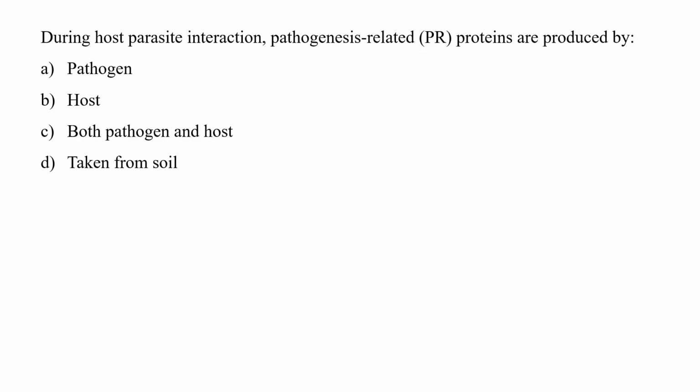The question is, during host parasite interaction, pathogenesis related proteins are produced by. So these are the PR proteins, a group of proteins with different chemical properties produced in a host cell within minutes or hours after inoculation. Also, these proteins are a part of systemic acquired resistance. These PR proteins can be antimicrobial, attacking the molecules in the cell wall of a bacterium or a fungus that is a parasite to the particular host. So the correct option will be option number B, host.